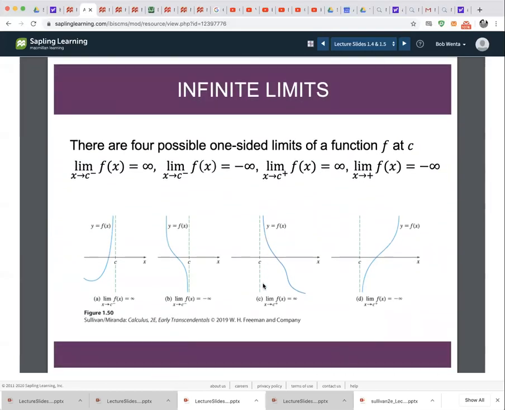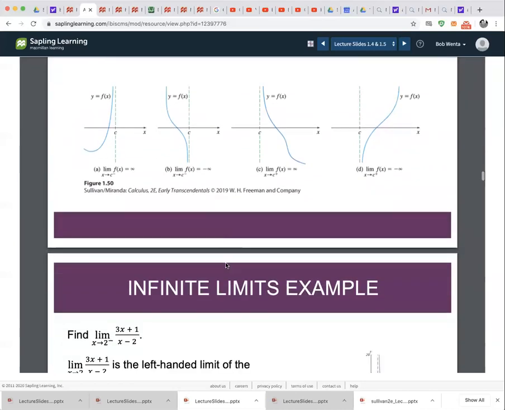One statement they make here is that there are 4 possible one-sided limits dealing with going to infinity. If you approach c from the left, from the negative side, you go to positive infinity. As you approach c from the left, it goes down to negative infinity. From the right, positive infinity. From the right, negative infinity. That's just the point of infinite limits, when the limit is going to infinity.